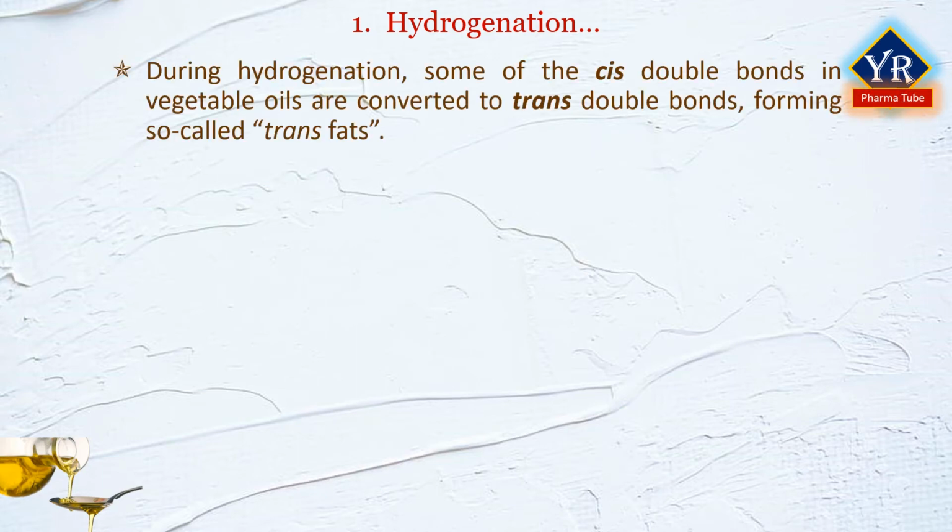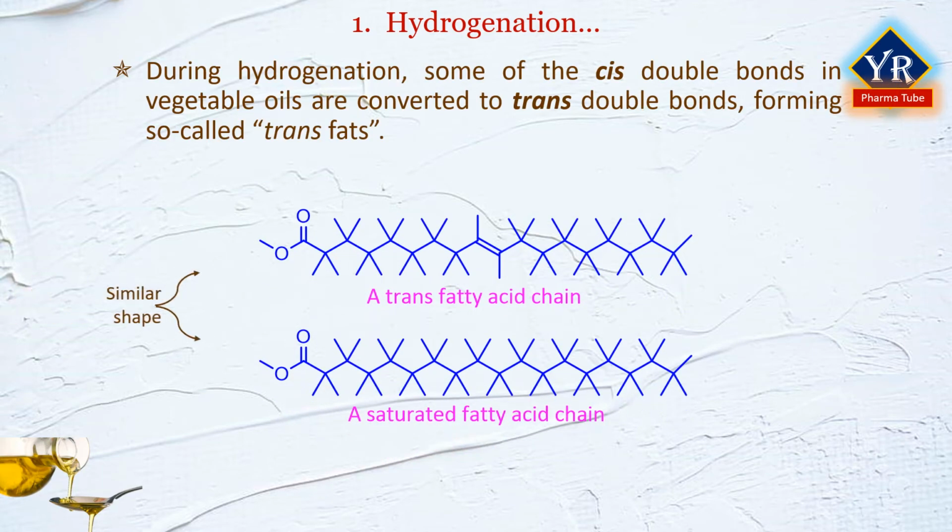During hydrogenation, some of the cis double bonds in vegetable oils are converted to trans double bonds, forming so-called trans fats. The shape of the resulting fatty acid chain is very different, closely resembling the shape of a saturated fatty acid chain. As a result, trans fats are thought to have the same negative effect on blood cholesterol levels as saturated fats, that is, trans fats stimulate cholesterol synthesis in the liver, thus increasing blood cholesterol levels, a factor linked to increased risk of heart disease.